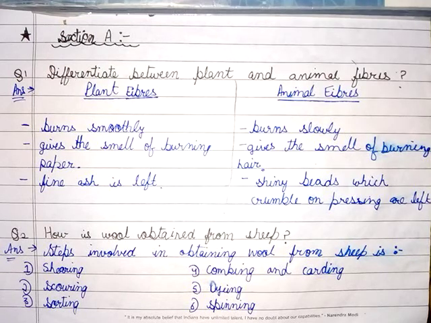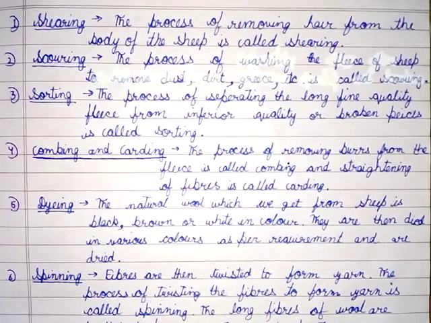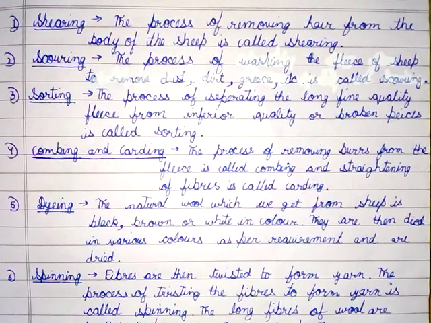Question number 2. How is wool obtained from sheep? Answer. Steps involved in obtaining wool from sheep are shearing, scouring, sorting, combing and carding, dyeing and spinning. Shearing is the process of removing hair from the body of the sheep. Scouring, it is the process of washing the fleece of sheep to remove dust, dirt, grease, etc.